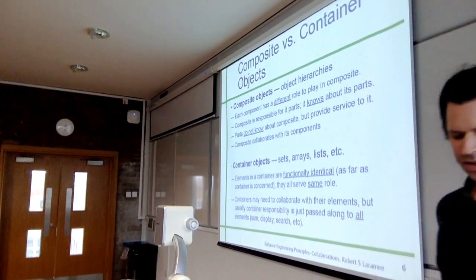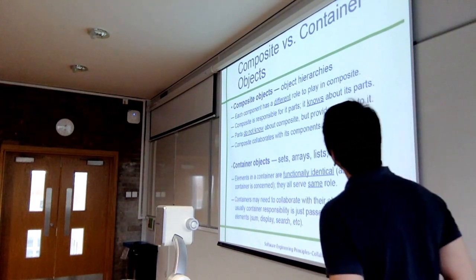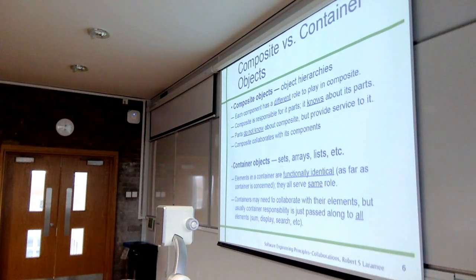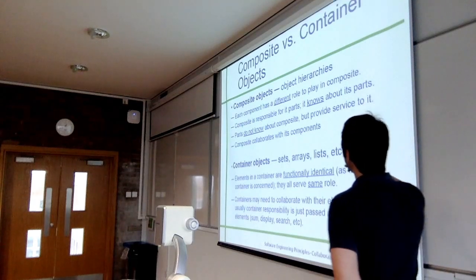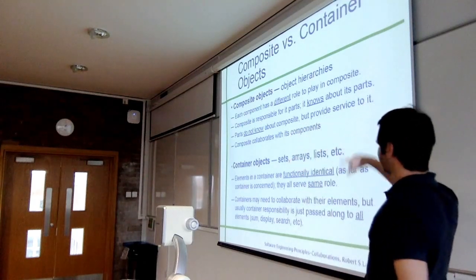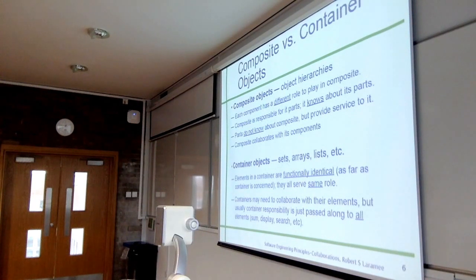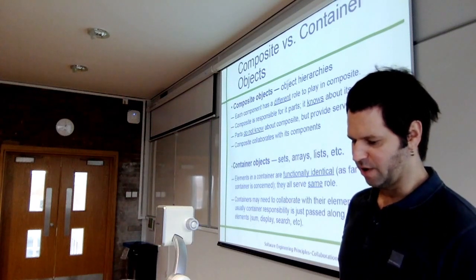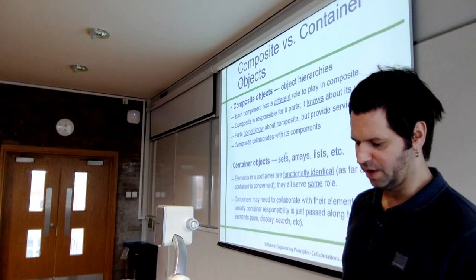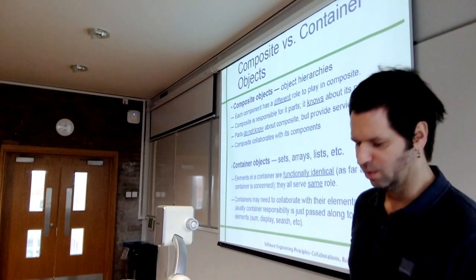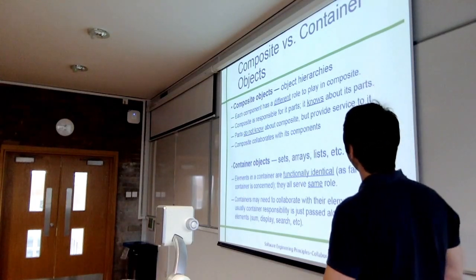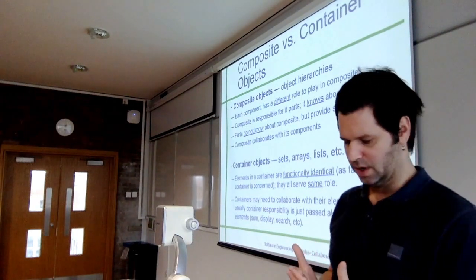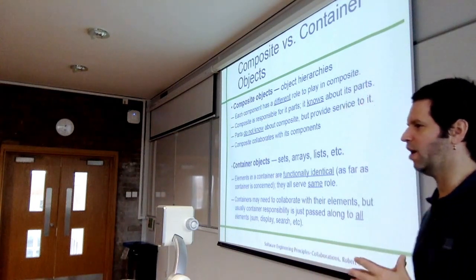So this is a bit confusing. The composite versus container objects. I use this term composite object a lot, but it's not the exact same thing as a container object. Composite objects are object hierarchies, and container objects are things like sets, arrays, and lists. What does that mean? A composite object is composed of different parts. A container object is composed of all parts that are the same.